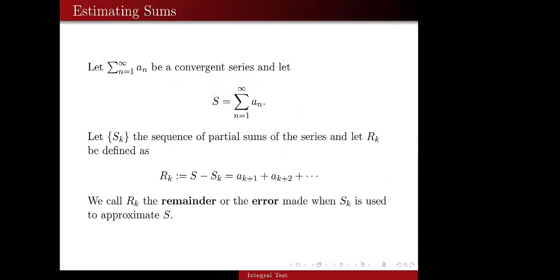And here, we define R sub k via this formula. So R sub k is equal to the sum of the series minus S sub k. So it means you have this actual sum. Take note, this sum is a1 plus a2 plus dot dot dot plus a(k minus 1) plus a k plus a(k plus 1) plus a(k plus 2) plus dot dot dot.